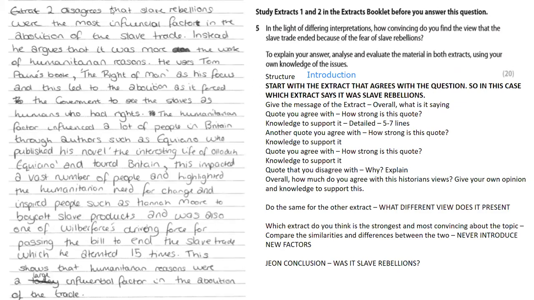Then you'll probably notice that this person starts with extract 2. And what it says here, extract 2 disagrees that slave rebellions were the most influential factor in the abolition of the slave trade. Instead, he argues that it was more the work of humanitarian reasons. Now, another thing I don't really like with this is that they've started disagreeing with the question.